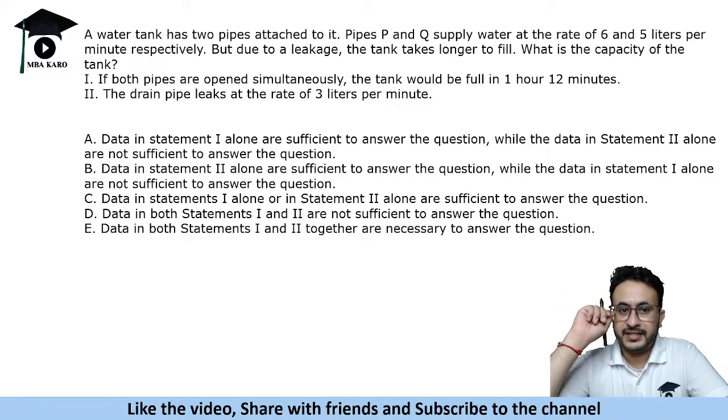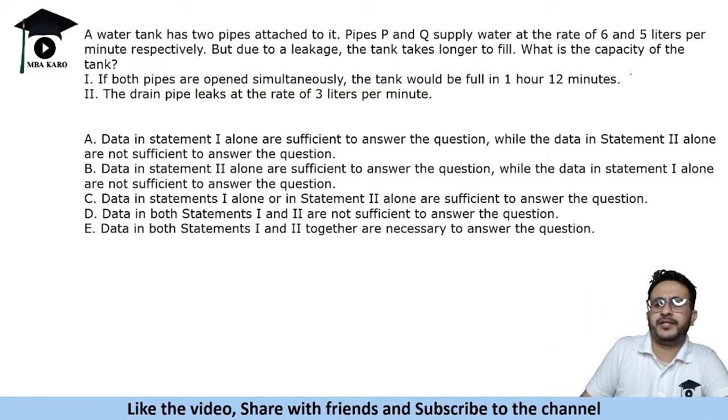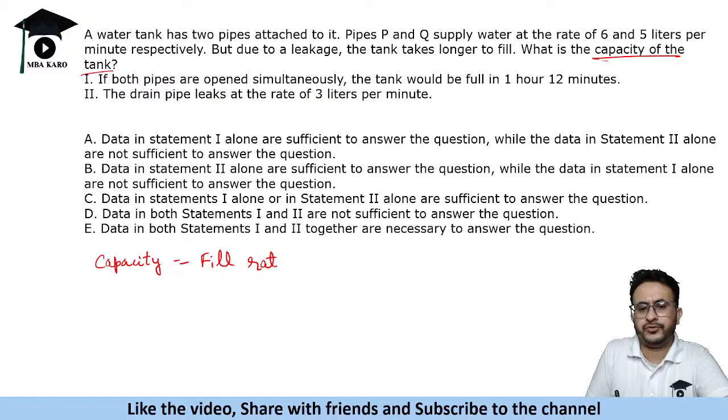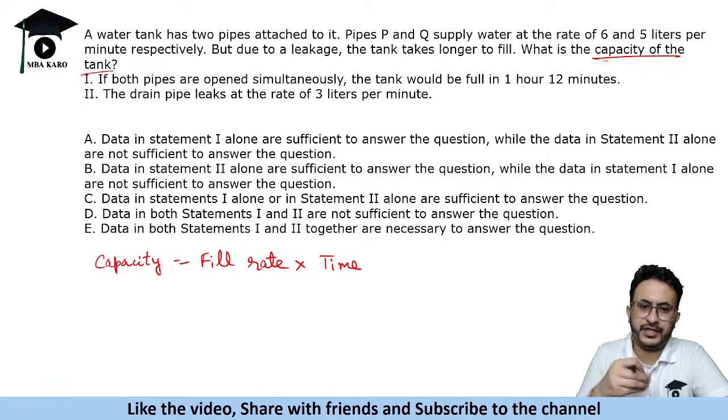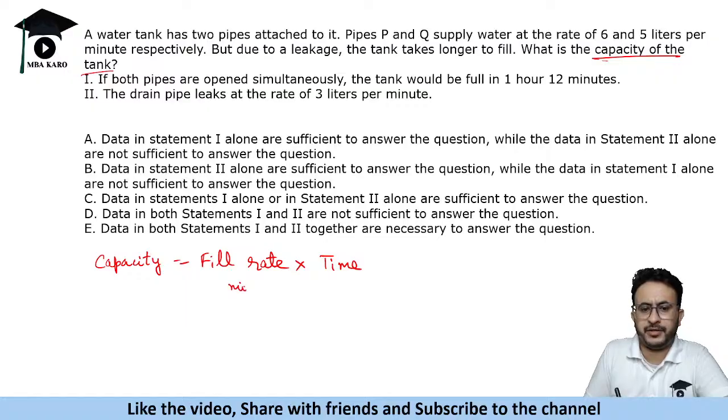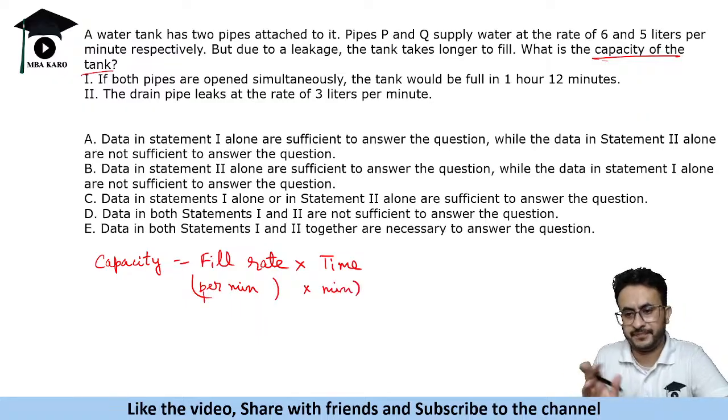So this question says that there are two pipes attached to the tank and we need to find the capacity of the tank. How do we find the capacity? Capacity is basically the net fill rate into the time taken to fill the tank. Are you filling per minute or per hour? Here they are talking about per minute. So how much you are filling per minute and how much time you are taking in minutes to fill the tank gives the capacity, right?